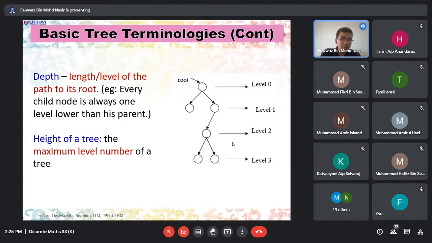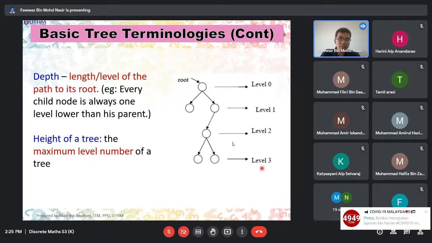Kemudian height of the tree is the maximum level number of the tree. So kita cari leaf yang paling ujung sekali dalam tree berkenaan. Kalau kita refer to this diagram, this tree, dia punya height of the tree is 3. Kita just tengok the maximum level number dia. Dalam case ni, the maximum level number is 3, so the height is 3. Jadi boleh faham kan basic terminologies for a tree.